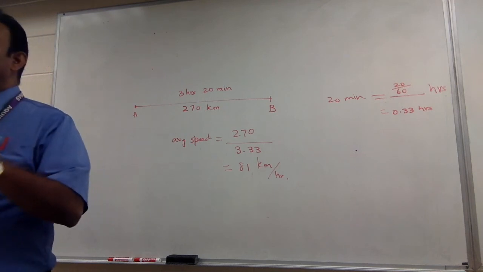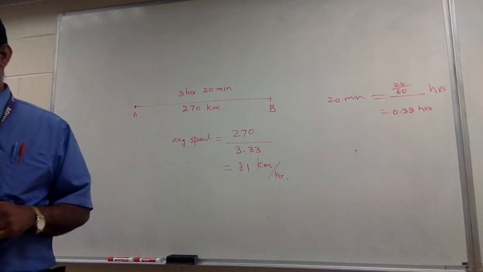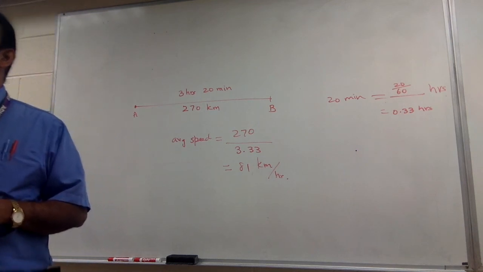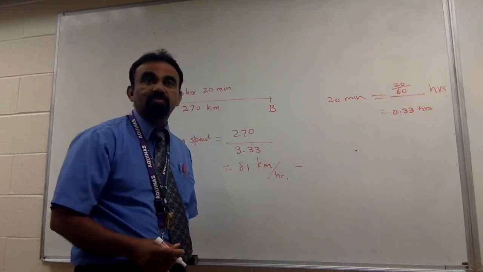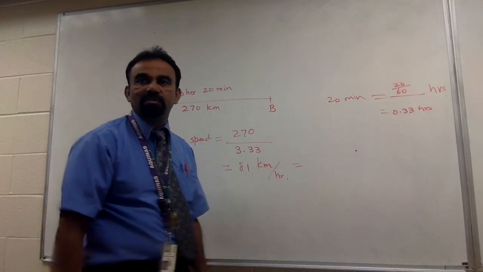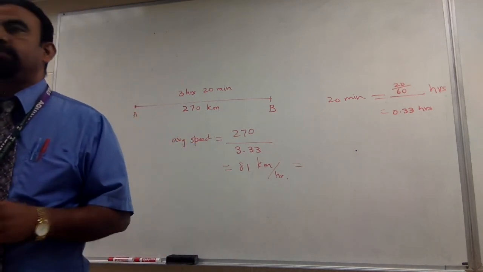If you have to change kilometers per hour to meters per second, there's a shortcut. Just divide it by 3.6. Divided by 3.6, shortest way to get it. So you don't have to sit and convert the whole thing. So what do you do?